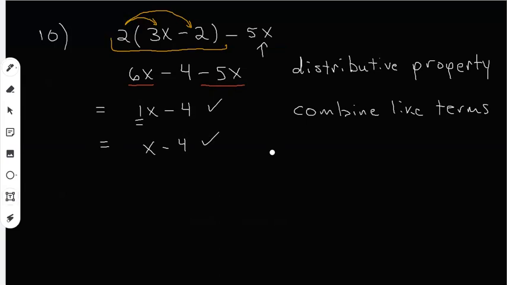Because if you just have a variable with no number out in front, no coefficient, then it's assumed that there should be a 1 out in front, right? Okay, so that's pretty much all I wanted to talk about today. Distributive property for the first 5 questions, and then the 2-step problems are the last 5, where you have to actually do the distributive property and combine like terms. Okay? And that's pretty much it.